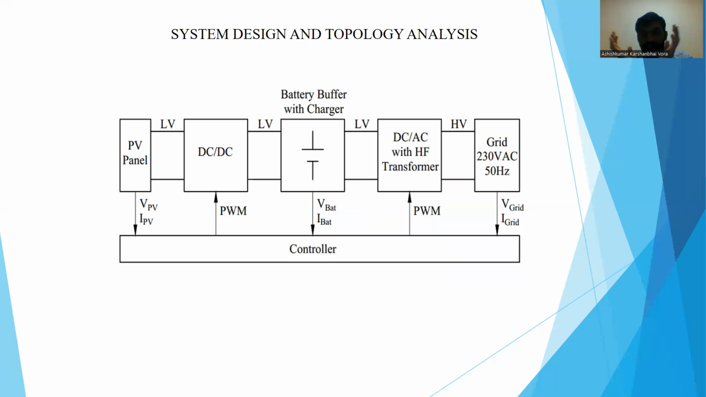So all of this block diagram is interlinked together, and it's connected with the controller to maintain the whole system. The PV panel, with VPV and IPV, is linked with the controller, and it's also joined with the pulse width modulation for the DC to DC converter, with VBAT and IBAT. Again, pulse width modulation is connected with the DC to AC transformer, and then V grid and I grid.